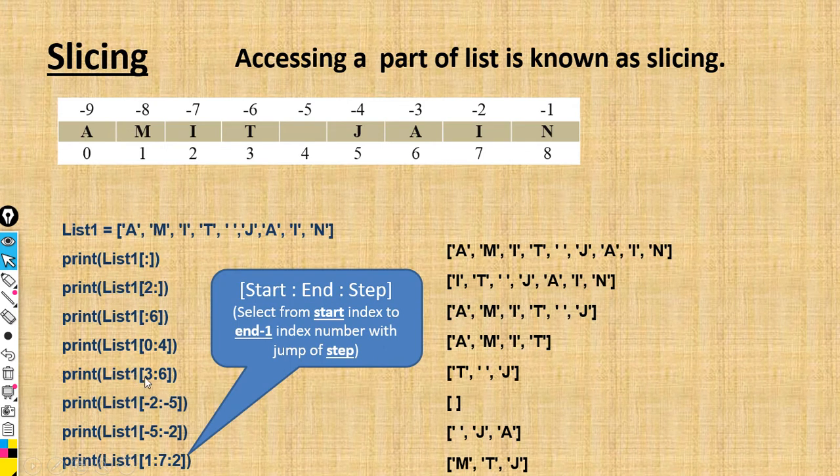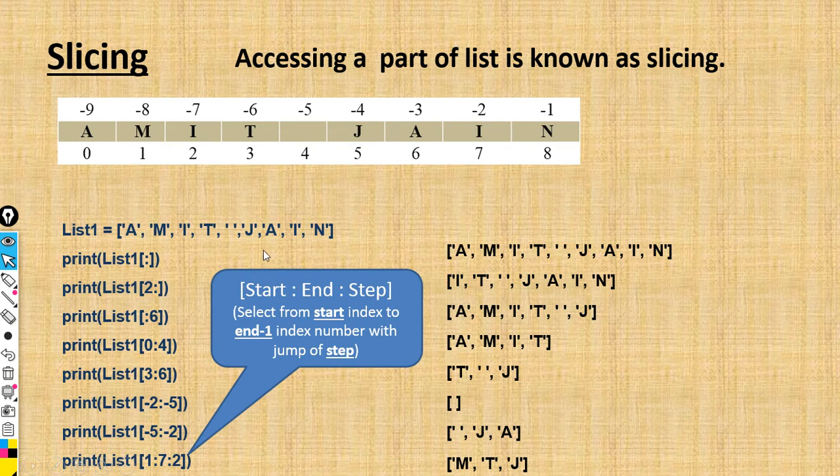If I want to display some other part of the list, assume that I want to print or display T space J. So I will start from 3 and my end will be 6, so that it will display up to J. 3 to 6, so that we have the desired result here, T space J.